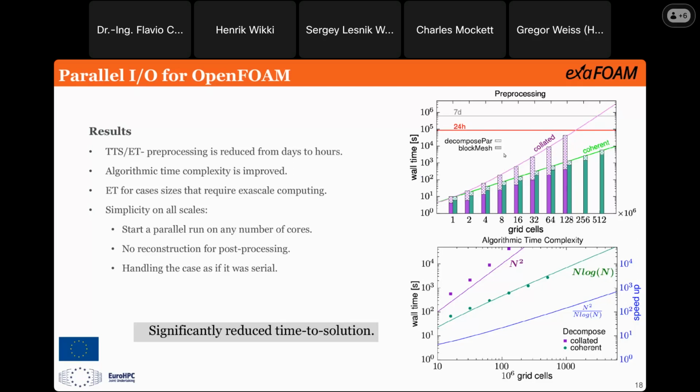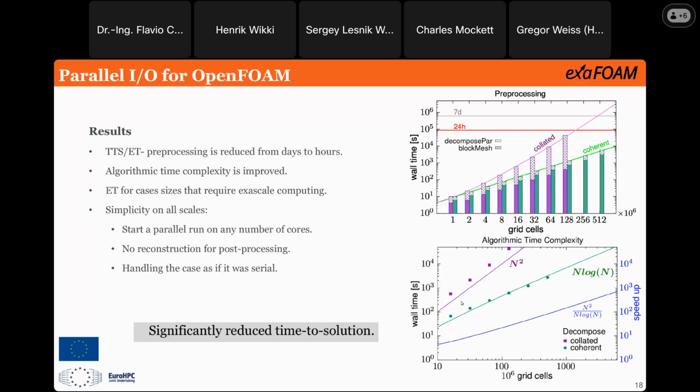So decomposePar has nested loops, and those are n squared in time complexity. You see here the data again plotted as these points, and this is the n squared scaling law. For the coherent format, what we do to employ this first rule is a sorting algorithm, essentially a merge sort, which is n log n in its time complexity. So the actual speed up, or your time to solution factor, grows with this gap between the n squared and n log n laws, right?